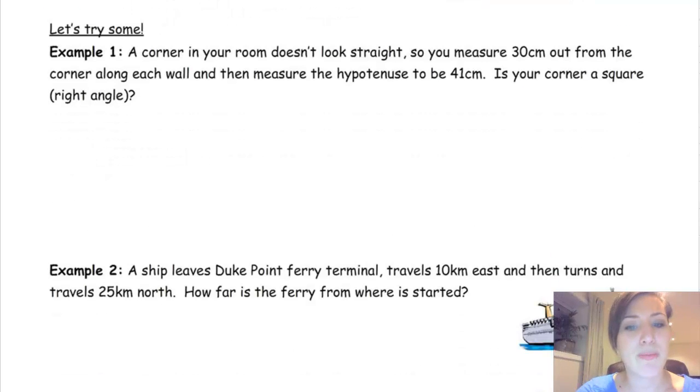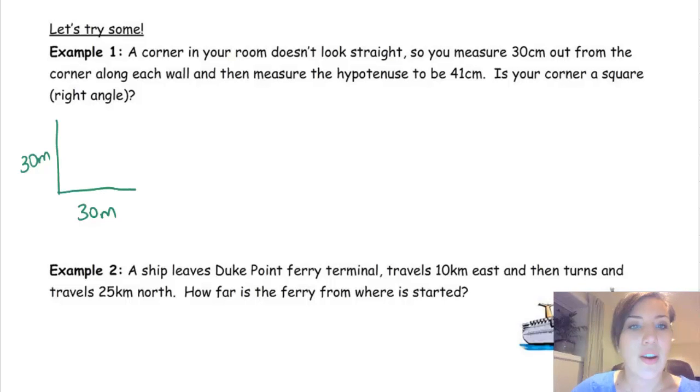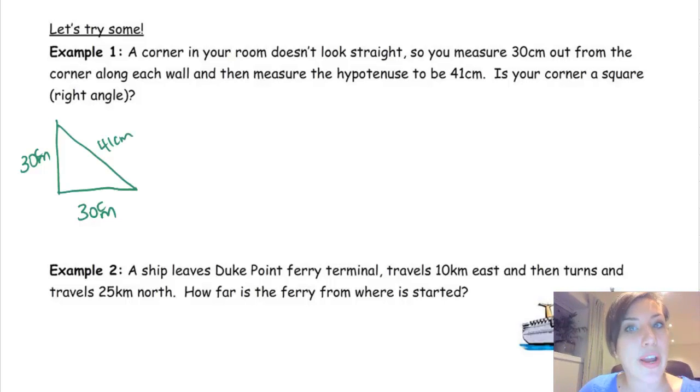A corner in your room doesn't quite look straight, so you measure it out and you see that along the two walls, one side is 30 centimeters and along the other wall is 30 centimeters. Then you measure the hypotenuse to be 41 centimeters. Is your corner a square? Is it a right angle? We don't know yet, so we can't say that. We have to figure it out first. How are we going to do it?